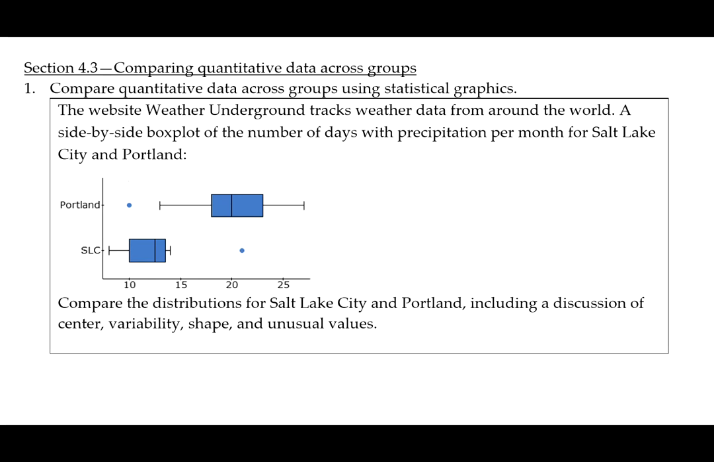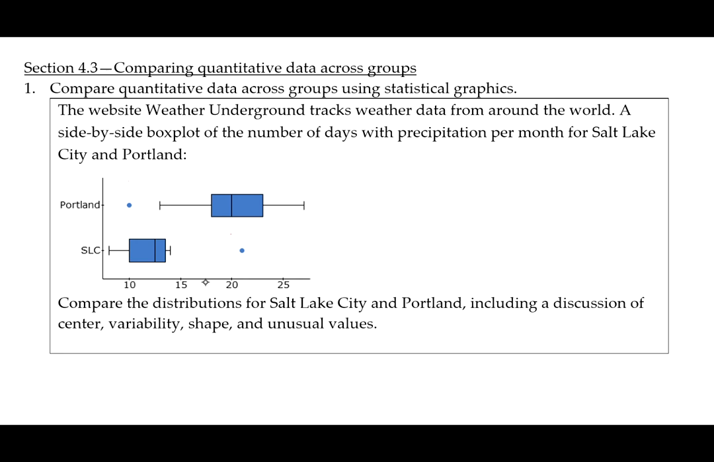Center is the typical or middle value, and one of the measures of center that we can see in a box plot is the median. The median is where that line inside the box falls. So you can see that for Portland, that line lines up about at 20. And for Salt Lake City, it lines up at about 12.5. So we can compare center by looking to see where that center line falls for each of the box plots.